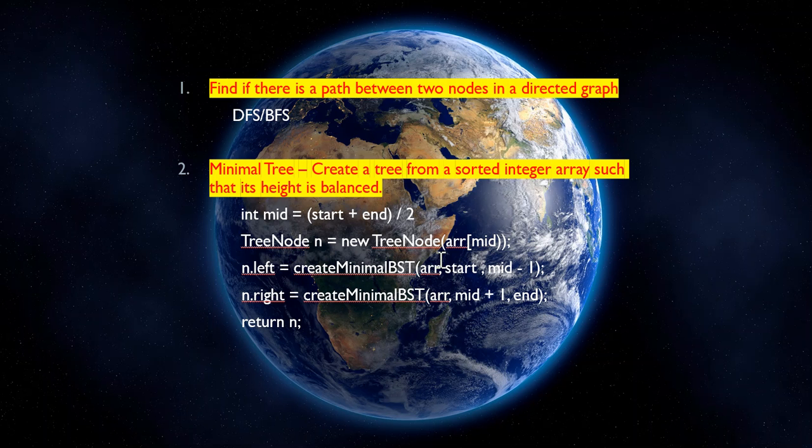All elements from start to mid minus 1 will be in the left subtree, and all elements from mid plus 1 to n will be in the right subtree. So for finding a path between two nodes, you're using a BFS or DFS, which will clearly show whether there is a path between two nodes. And for creating a tree from a sorted integer array, you construct the tree from the middle and then expand towards the left and the right.